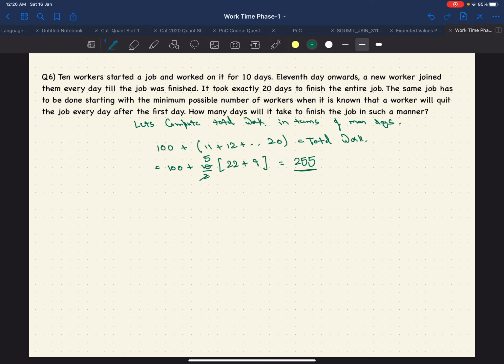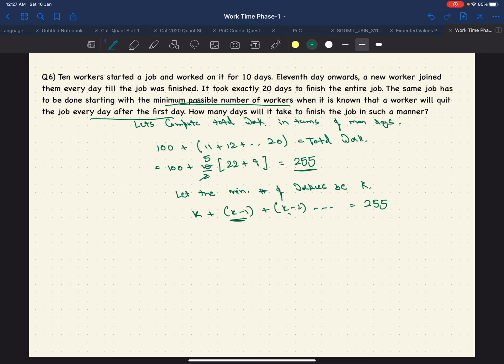Now the same job has to be done starting with the minimum possible number of workers when it is known that a worker will quit the job every day after the first day. How many days will it take to finish the job in such a manner? So let the minimum number of workers be k. Then we know that total work done would be k plus k minus 1 plus k minus 2 and so on. This should be equal to 255. That is the total work.